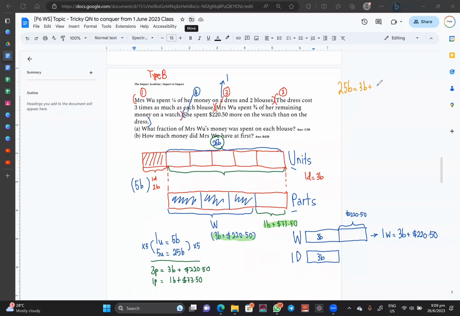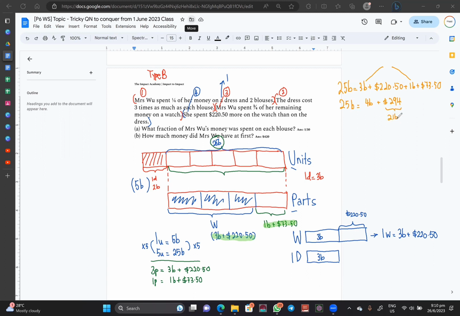So I write down 3B plus $220.50 plus 1 blouse plus $73.50. This is the first thing that I can do. And when I do that, I want to make sure that the same family sit together. So 3 blouse and 1 blouse is together. That becomes 4 blouse. And when I do $220.50 plus $73.50, I get an answer of $294. So all of you should know by now that this $294 has to be 21 blouse.